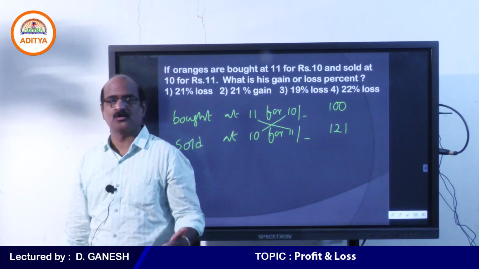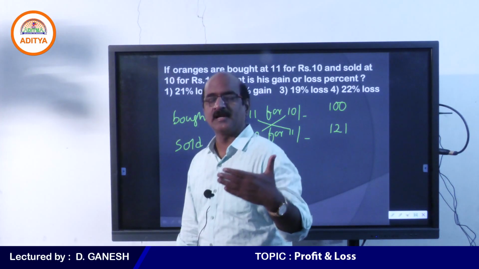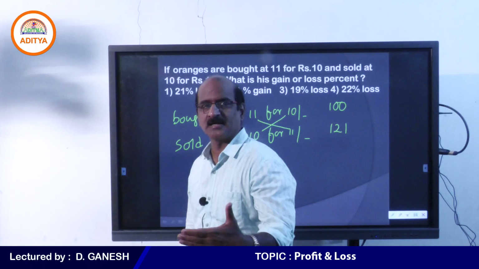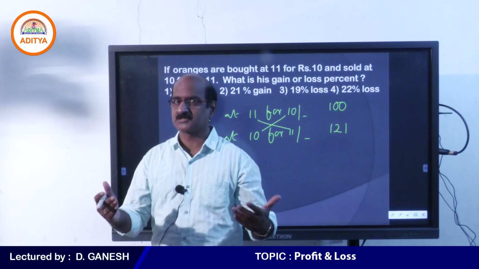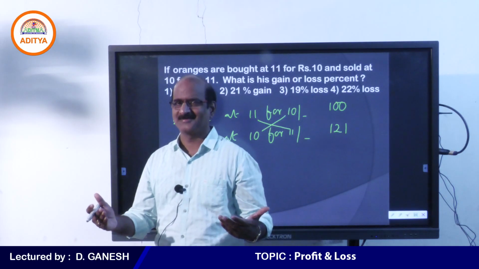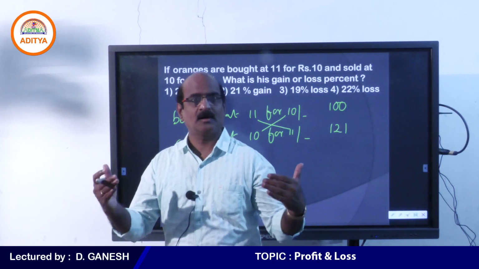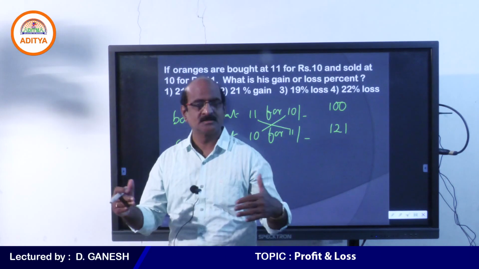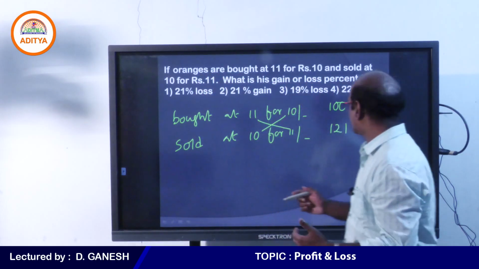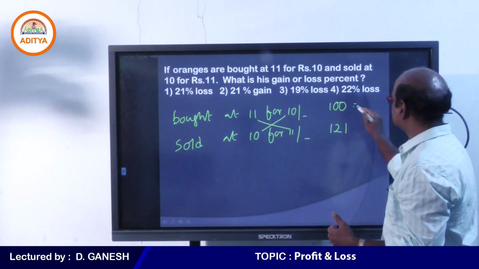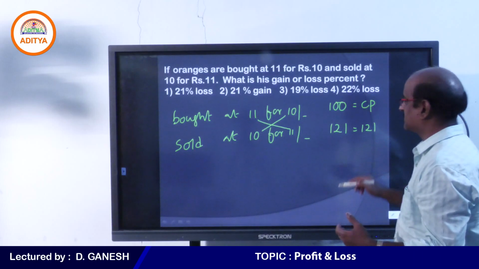Now just let me know, you said you are going to get the profit. When you are getting the profit, the necessary condition is cost price must be less, selling price must be more. In order to get profit, cost price must be less, selling price must be more. Therefore, between these two prices, 100 must be cost price, 121 must be selling price.